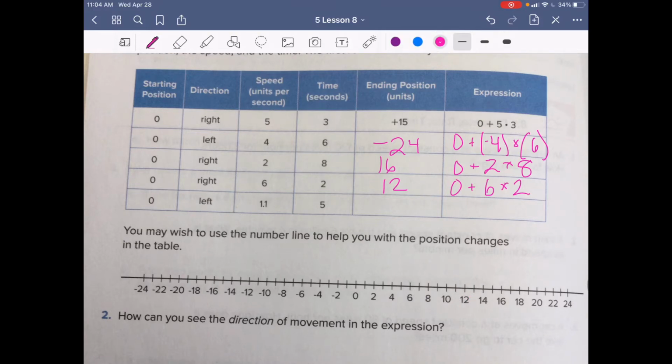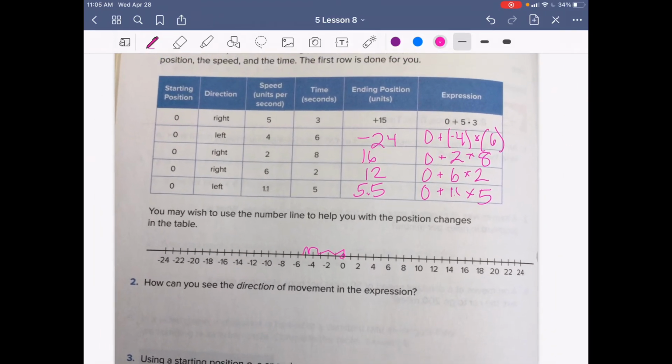we start at 0 again. We're moving left 1.1 spaces for 5 seconds. So we're going to go 1, 2, 3, 4, 5, which would put us at about 5.5. So we started at 0. We went 1.1 units per second for 5 seconds.